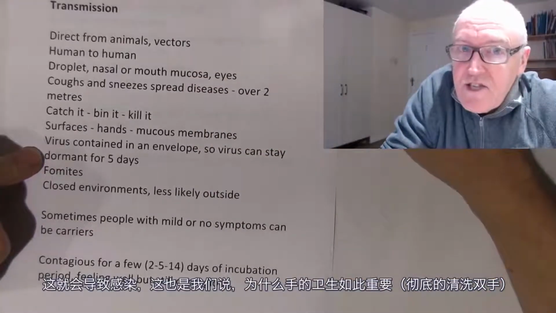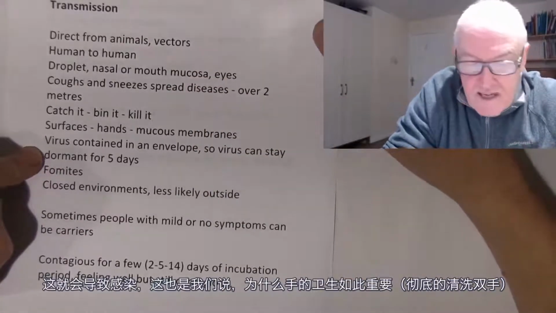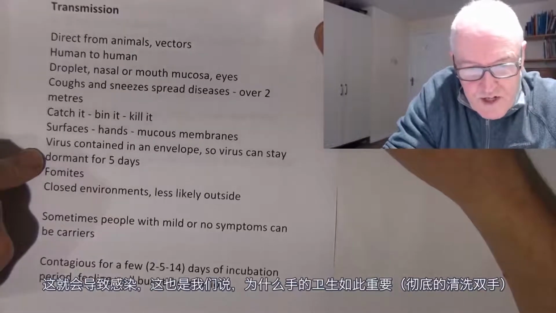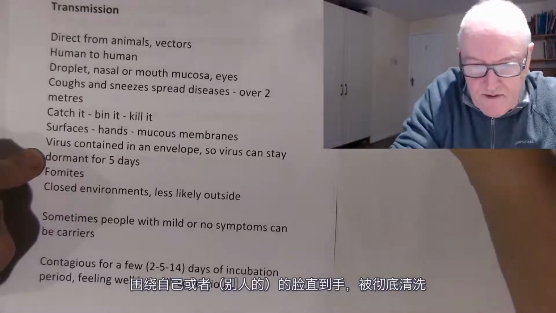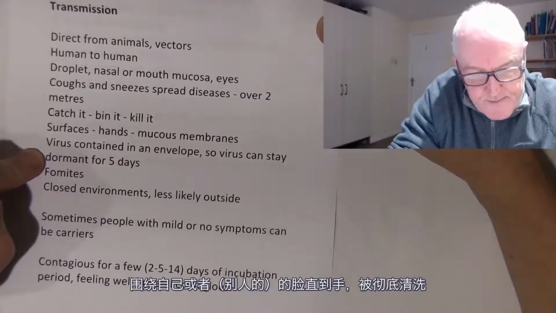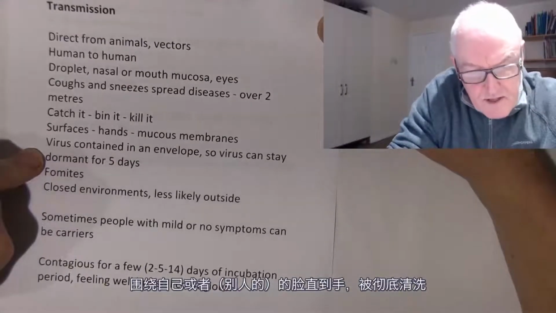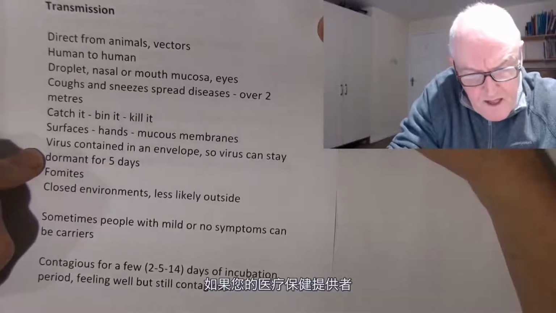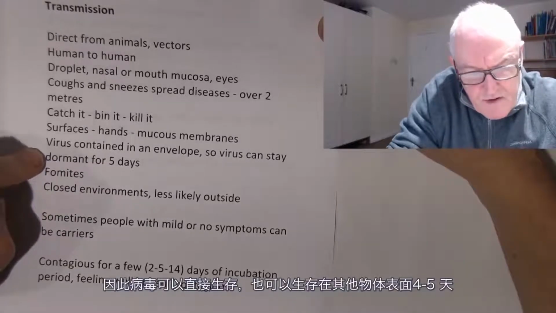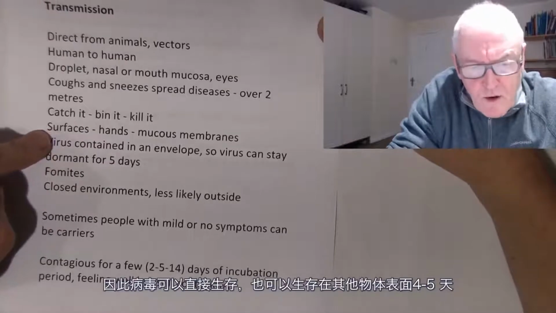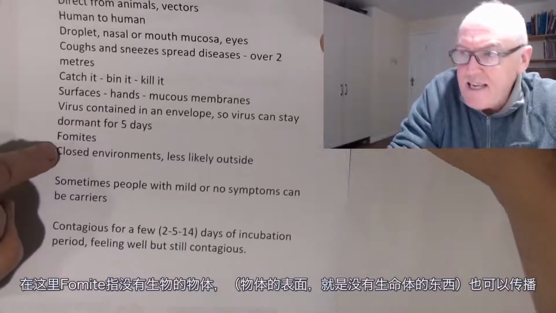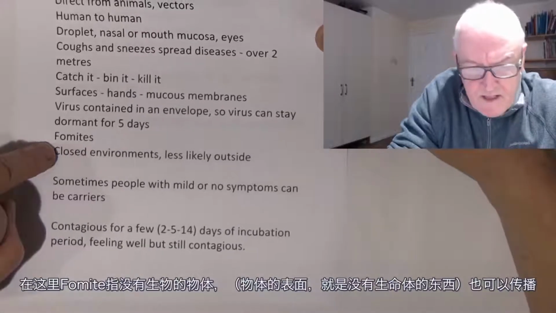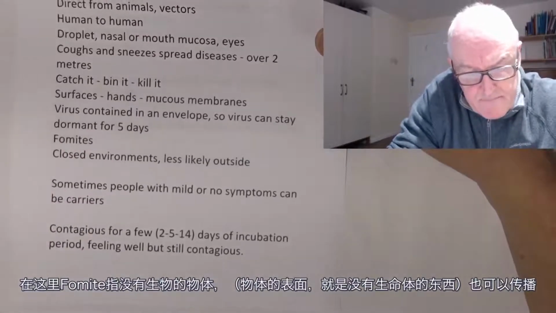This is why hand hygiene is so vital, that hands are well and thoroughly washed, and certainly we want to avoid putting our hands up around our face until the hands have been well washed, or indeed anyone else's face if you're a healthcare provider. So the virus can be direct droplet, or it can survive on surfaces for 5 days. And a fomite is anything which is not alive that transmits infection. So a surface could be a fomite.